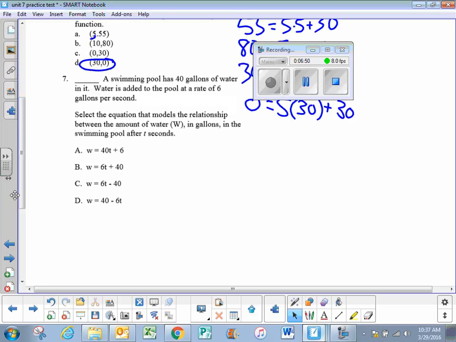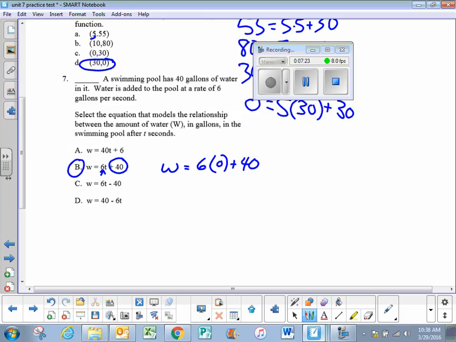All right, 7 is a similar problem. Okay, so what is our starting point? How much are we starting at? 40 gallons. And in slope-intercept form, that's the what? It's the Y-intercept. It's the number by itself. Right? You're starting with 40. When I put in 0 for t, what do I get? I get 40, because that's when x is 0. That's the Y-intercept. Okay? And then what is my rate of change?